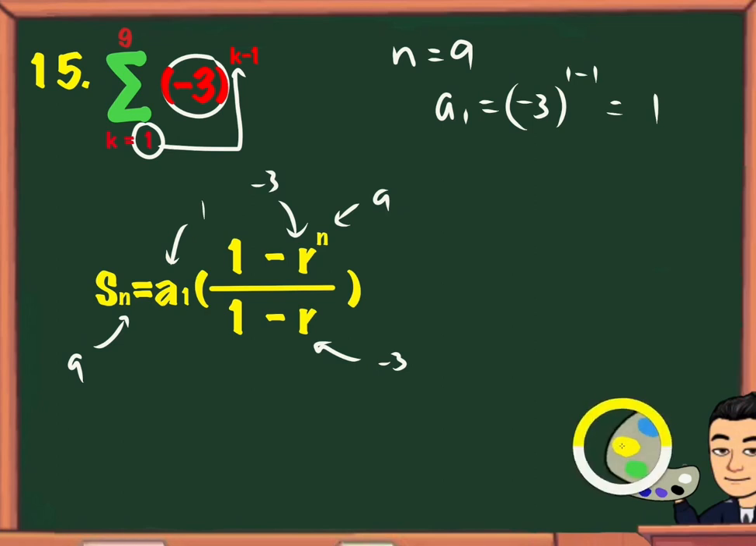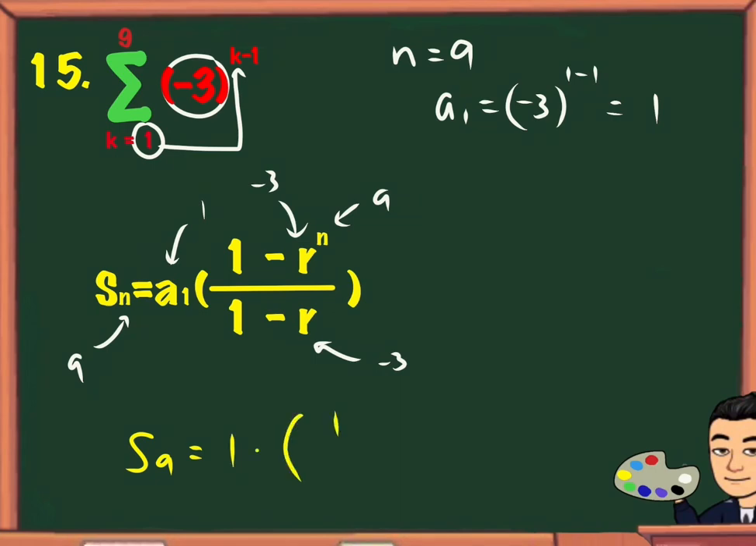Okay, so let's go ahead and find the sum of 9 terms. It's going to be 1 times 1 minus the ratio, which is negative 3, to the n value 9, over 1 minus negative 3.